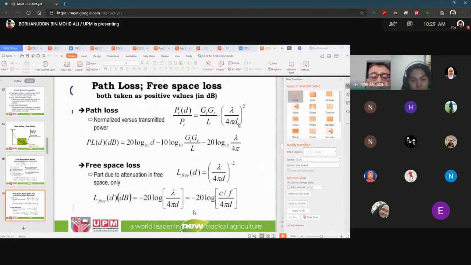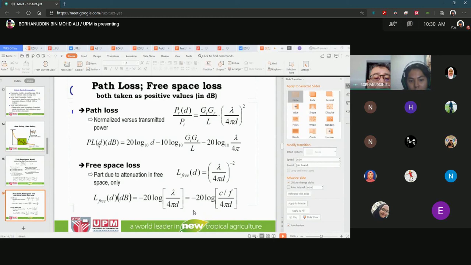Kenapa dia keluarkan yang distance tu? Oh, distance ni. Because distance ni normally is the distance that kita vary. Ini yang dimaksudkan ni, PLD ini maknanya power loss at a certain distance. Jadi bila kita move around kita buat mapping tu, is the distance yang jadi parameter dia. All the rest are considered fixed lah, because you don't change the gain of the antenna very very frequently. Jadi that's why they take this thing out as a separate parameter.